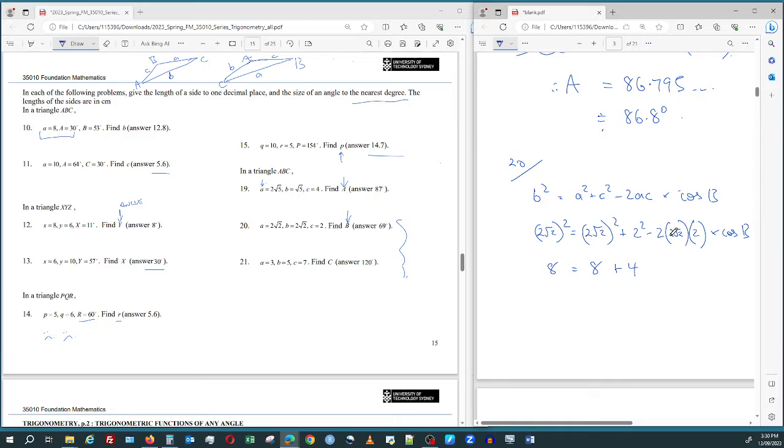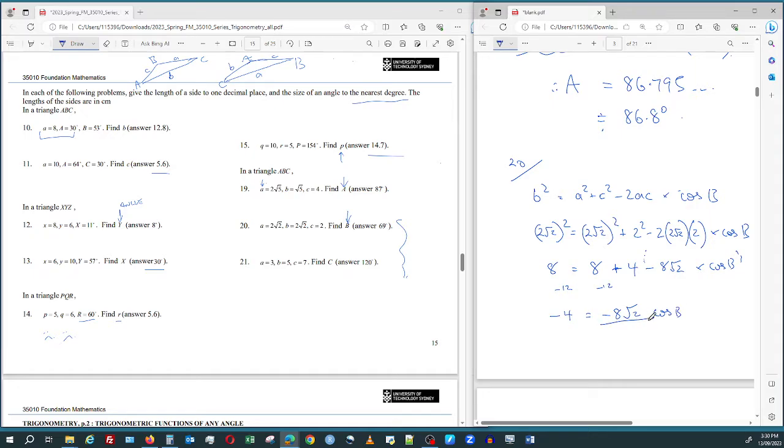Now 2 root 2 times 4, okay? 2 root 2 times 4 is going to be 8 root 2 minus 8 root 2. 2 2s are 4, 2s are 8, so we're just multiplying the real parts. Okay, times cos B. Now we have to respect this algebraic boundary here. So we can do the 8 and 4 is 12, and then we'll subtract 12 from both sides. Now 8 minus 12 is minus 4. Minus 4 equals minus 8 root 2 cos B.